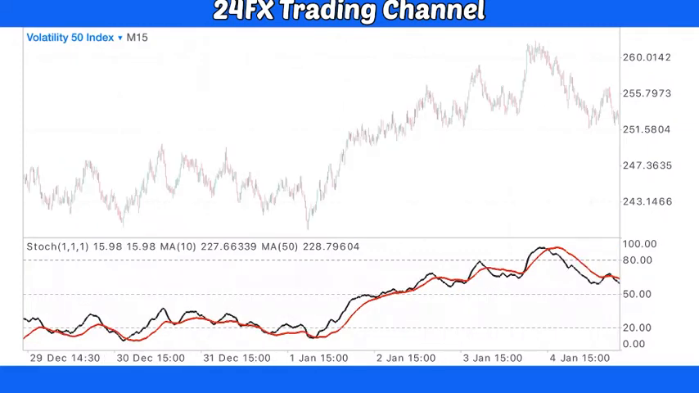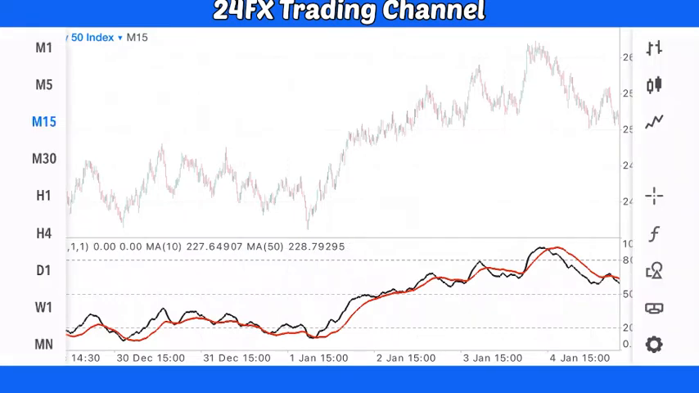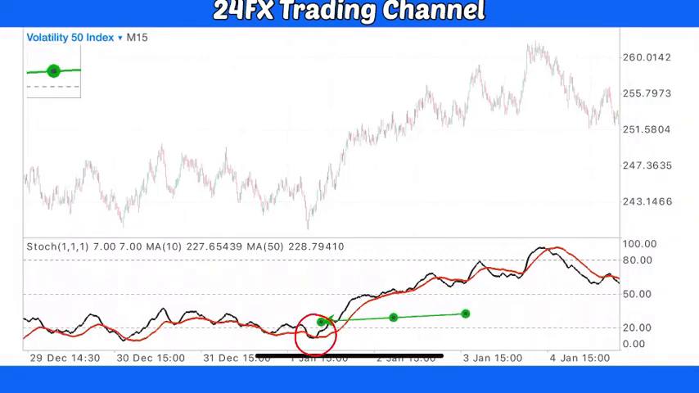So you can see the market is in an uptrend. And right now you can see the 50 moving average and the 10 moving average crossed here, indicating a buy. Indicating a buy here, indicating a buy here, right here in this zone.